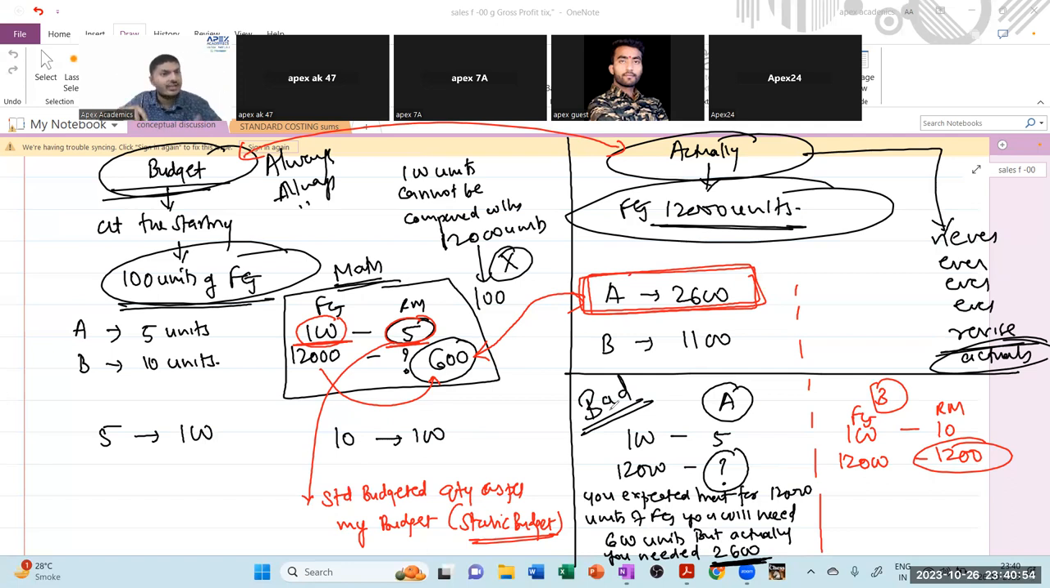जरूरत से ज्यादा यूनिट्स लग गए. Are you with me? Yes or no? Please tell me that. Give me a thumbs up जिसको भी समझ में आया है. Who has understood? Give me a thumbs up.